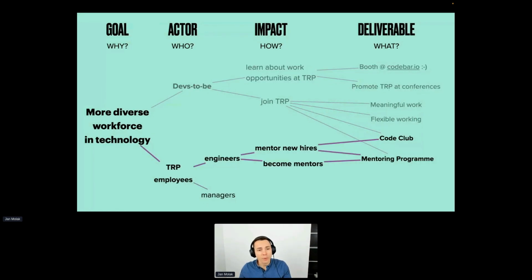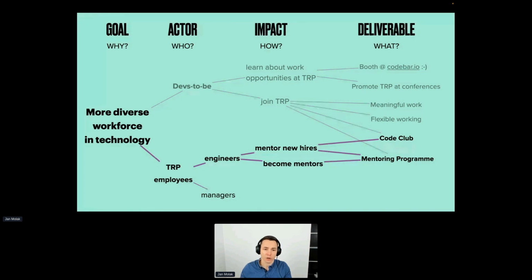See, our map has another branch which focuses on other actors in this context, existing employees, engineers, and managers. And as you can see, there are some interesting cross-dependencies here. For example, we'd like to impact the behavior of the engineers to encourage them to mentor new hires, get them up to speed sooner, and make sure that they feel connected with the rest of the team. And there's a deliverable here like the TRP Code Club that I've already mentioned, where my colleagues can help you learn or improve your coding skills.